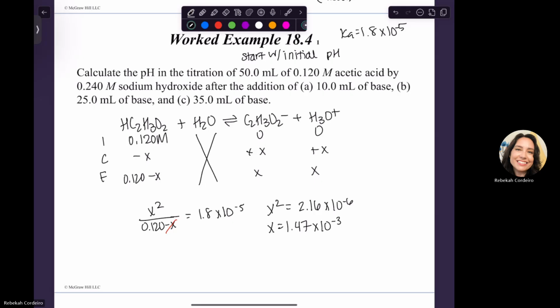Okay. So x is equal to hydronium. So my pH is the negative log of that number, which is 2.83. That's my initial pH. All right, now I'll do A, B, and C. This is just a warm up.